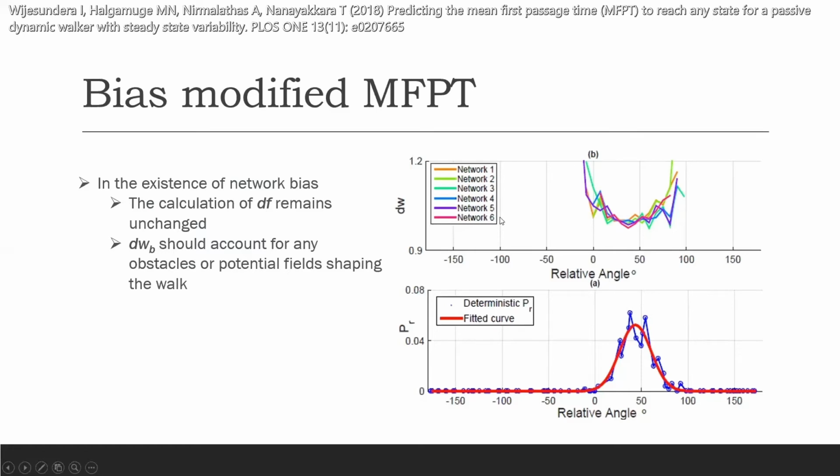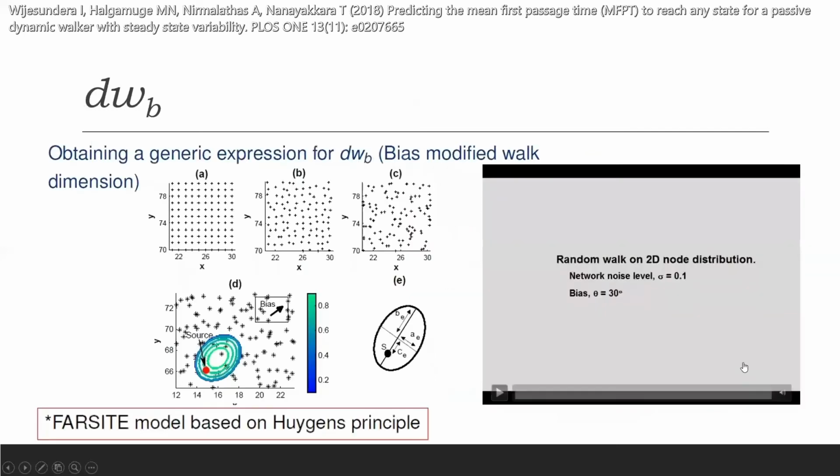Here the top chart shows how dw changes with the relative angle of the line joining source to target to that of the direction of the bias. On the other hand, the probability of reaching a target is the highest in the direction of the bias. So what we wanted here was to get a generic bias modified walk dimension, or DWB as we call it here, to be used in the mean first passage time predictions.